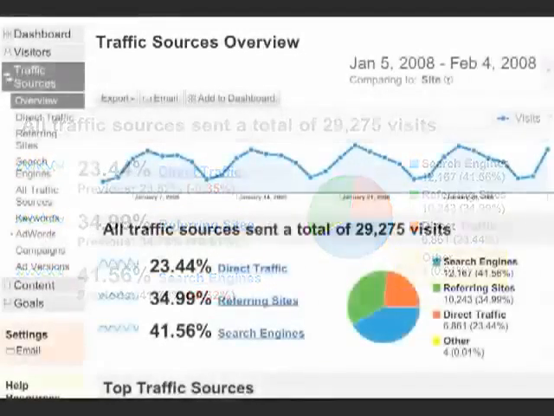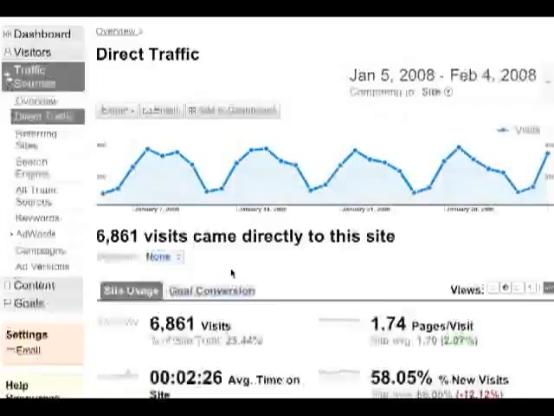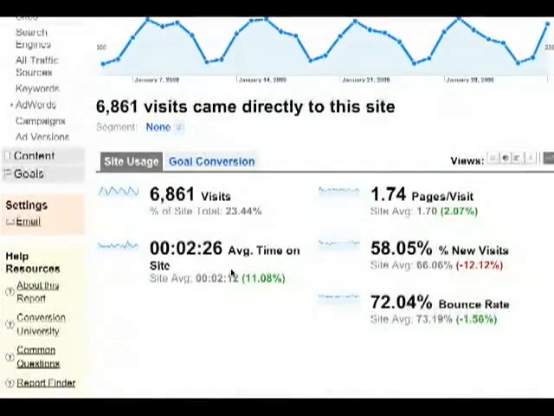Let's look at each kind of traffic. I can get to the reports by using the left navigation or by clicking the link here in the Traffic Sources overview. Here's the report for your direct traffic. You'll notice that the same familiar metrics we've been talking about appear in each of these reports.